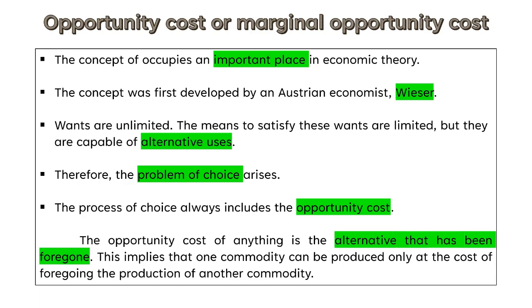And what is opportunity cost? The opportunity cost of anything is the alternative that has been foregone. It means that whenever resources are limited, if these resources are used for the production of the first commodity, you have to forego the production of the second commodity. The production of the first commodity is at the cost of the production of the second commodity. So this implies that one commodity can be produced only at the cost of foregoing the production of another commodity. This is the concept of opportunity cost, which is the essence of the production possibility curve analysis.